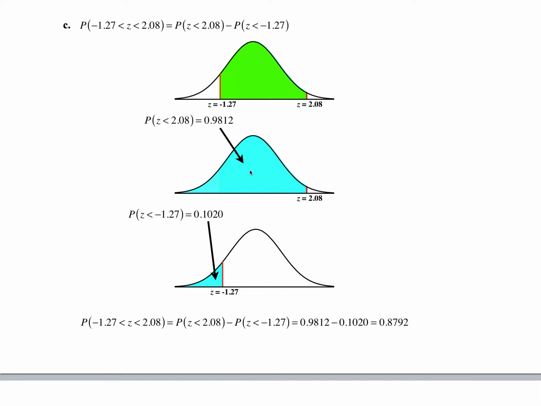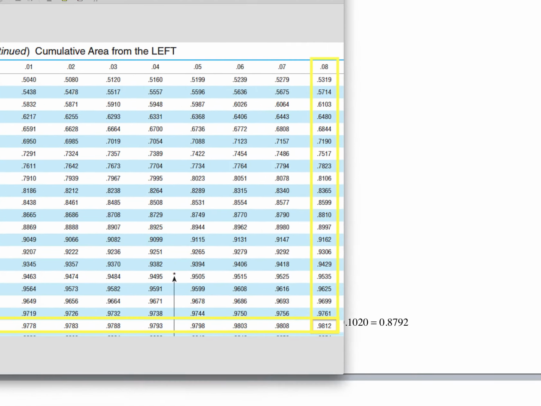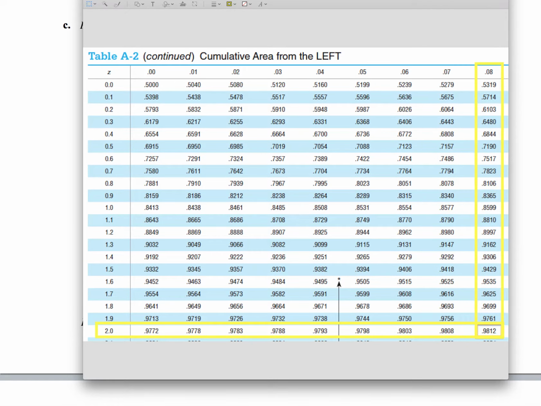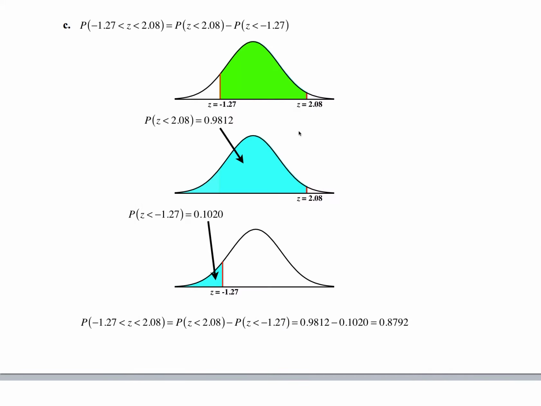from the larger. So we go to our z-scores again, and z here 2.0 in the left column, and 8 in the hundredths column over here. You see that they intersect at an area of 0.9812. So that will be the area to the left of 2.08. So there it is, 0.9812 in our calculations that we'll look at in a second.